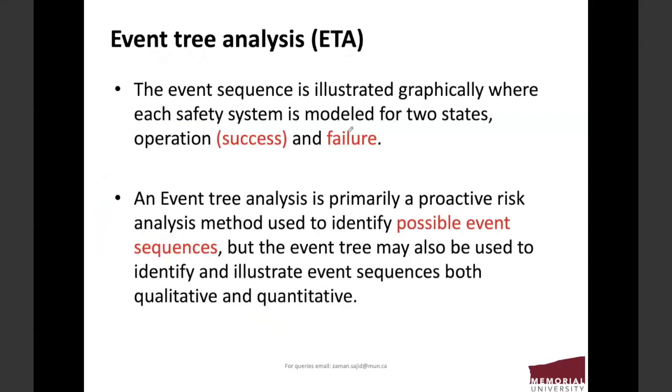The event sequence is illustrated graphically. Again, you will draw it in terms of a diagram like we were doing before, but in a different way, of course, where each safety system is modeled for two states. Either you will take the success of the safety barrier or the failure of the safety barrier or safety function. An event tree analysis is primarily a proactive risk analysis method used to identify possible event sequences. But the event tree may also be used to identify and illustrate event sequences, both qualitative and quantitative. Again, just like a fault tree analysis, the event tree analysis could be qualitative, which means without numbers, but a graphical map, and quantitative, which means we solve that graphical map using some numbers.